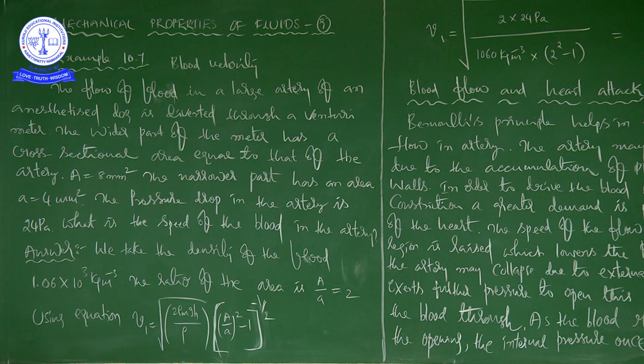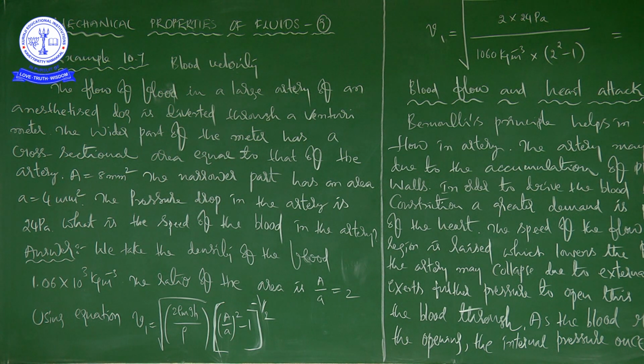Okay, now see the answer. We take the density of the blood, that is generally 1.06 into 10 to the power of 3 kilogram per meter cubed. Here, the ratio of A by a is, see, A is 8 millimeter square, and small a is 4 millimeter square, and if we cancel these, what are we getting? We are getting only 2, right?